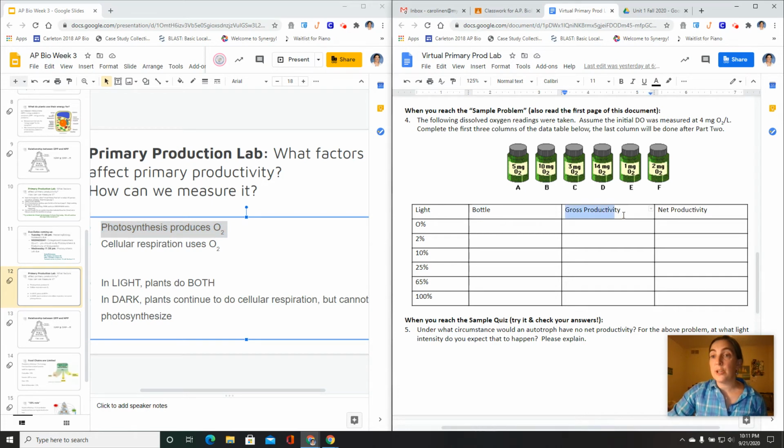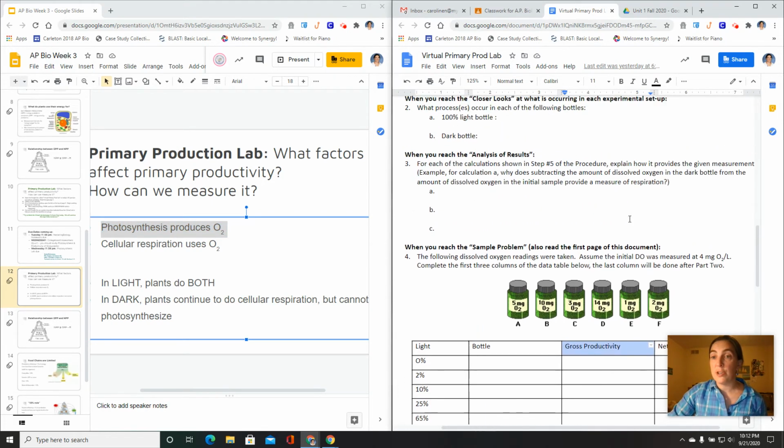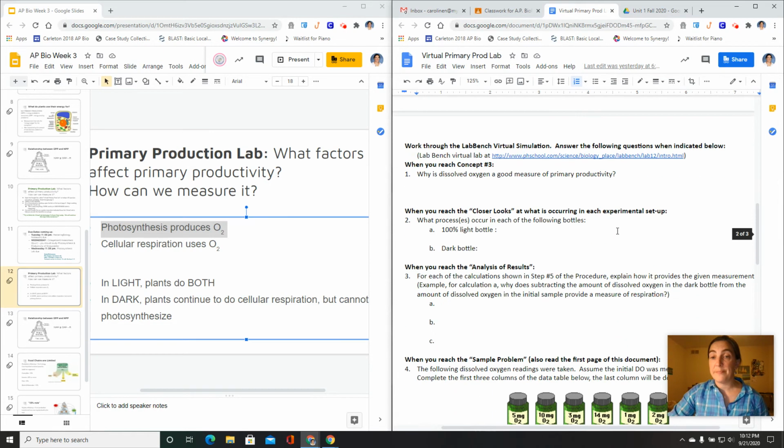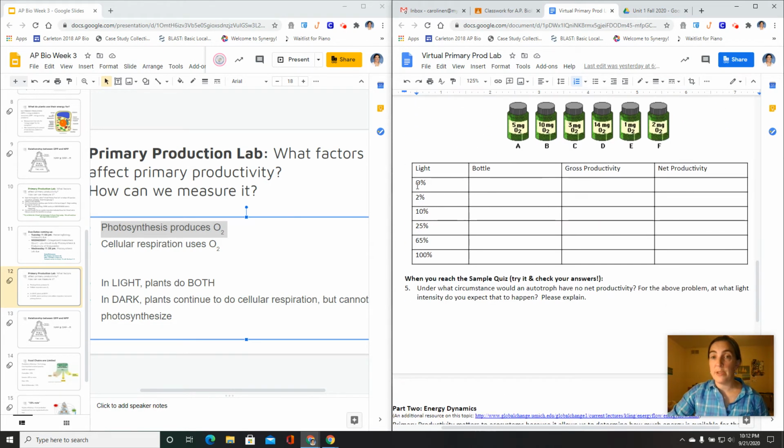Then to calculate the gross productivity, you go back to the equations we were just looking at. Here's your equation for gross productivity. You take the light dissolved oxygen, so this is your sample bottle, minus the one that was in the dark. If we go back to our table, this one was in the dark. Whatever the reading on this bottle is, once you figure that out, you're just going to subtract that number from every single other bottle, and that'll tell you the gross productivity.